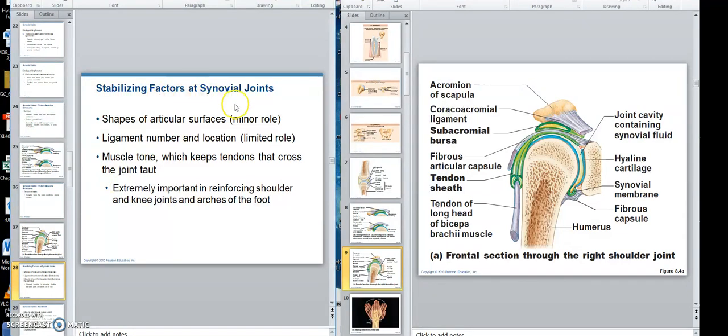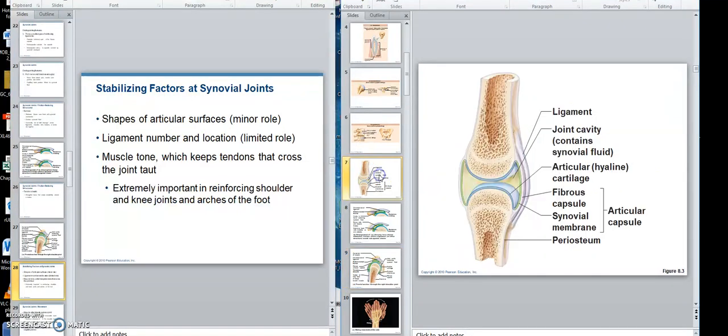Stabilizing factors at a synovial joint. Shape of articular surfaces. Let's go back here, just look at one. See, a shape that has some degree of congruence, even though they're different shapes. Ligaments, in a number of locations, have a limited role. Muscle tone keeps the joints stable. Okay, let me explain that.